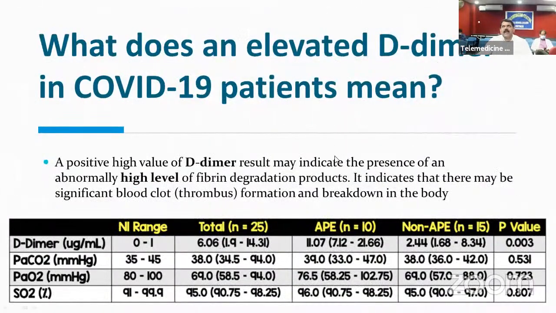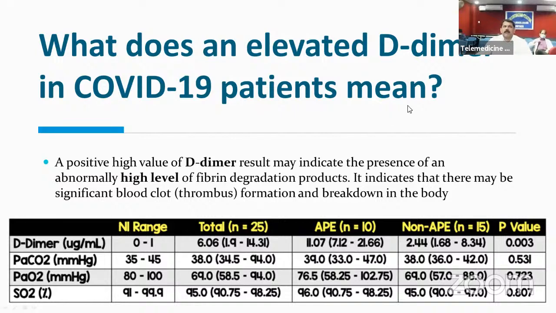So what does this elevated D-dimer mean? A positive high value result may indicate the presence of an abnormally high level of fibrin degradation products. So we are getting, indirectly, a level of fibrin degradation products from the D-dimer, and it indicates that there may be significant blood clot formation and breakdown in the body if it is high.